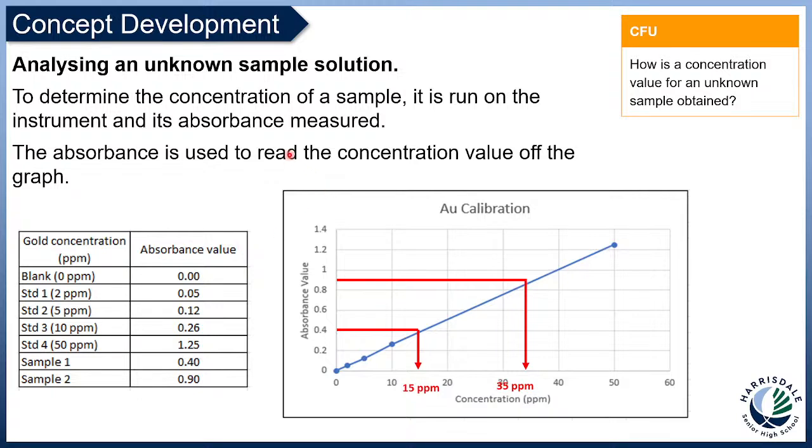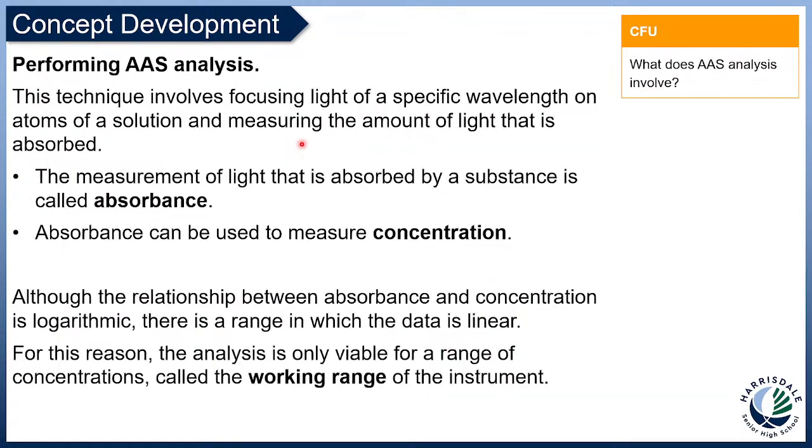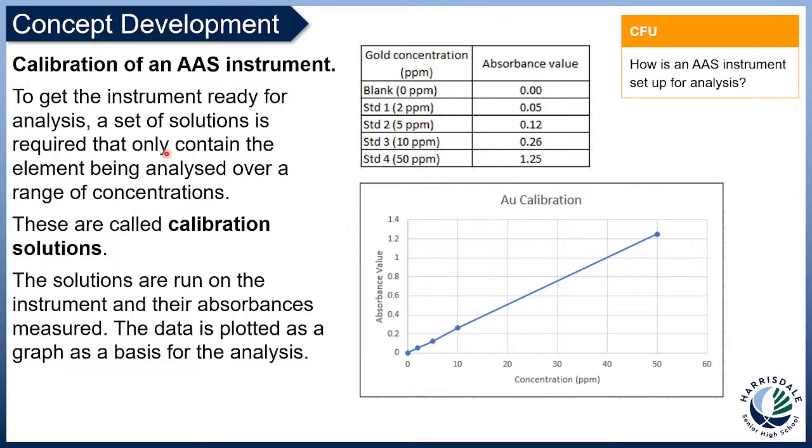Oh yes, analyzing an unknown. Oh wait, no, calibration first. To get the instrument ready for analysis, a set of solutions is required that only contain the element that you are looking for. For example, if you're trying to figure out an unknown concentration of sodium in a solution, you're going to make sure the machine is calibrated with different concentrations of sodium, and then you can start doing your analysis of the unknown concentration. These are called your calibration solutions.